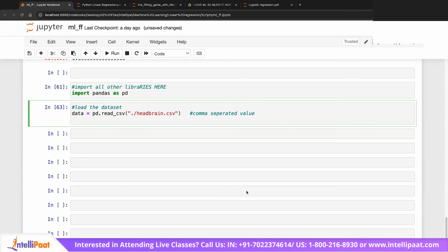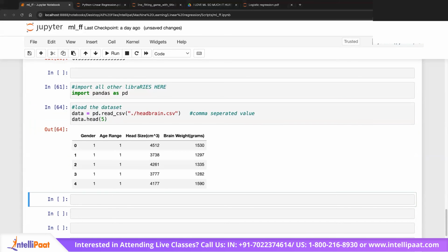Okay, so now coming back to the point. I have loaded the data set and I want to test it. How do I do that? data.head of 5. If I run this, what data do I have right in front of you? Let's look at it. I have 4 columns: gender, age, head size, and the size of the brain in weight.